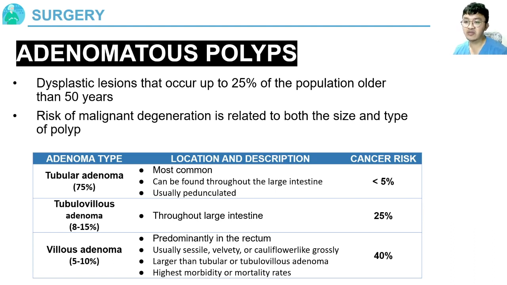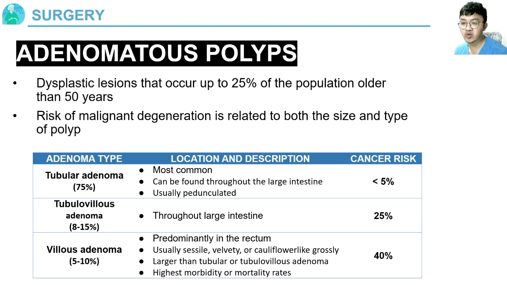Okay. So we have your tubular, tubulovillous, and villous. It's a range from most common to least common, tubular being most common, villous being least common, and it's also a range from least carcinogenic to more carcinogenic. Okay. So your tubular adenoma is more common but has the least cancer risk. Villous adenoma is less common but has the most cancer risk.